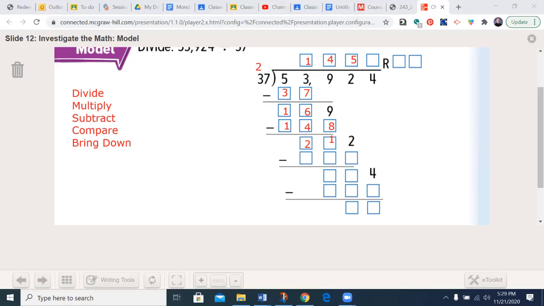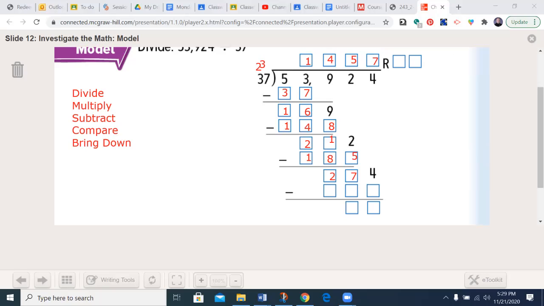5 times 7 is 35. I'll put my 3 right here. 5 times 3 is 15, plus 3 is 18. And then I subtract, and I'll have a 27. 27 is less than 37, so I bring down the 4. Now I'm going to try an 8, because this is close to 28, and that's close to 4. So actually, I want to try a 7. Let's see how that works.